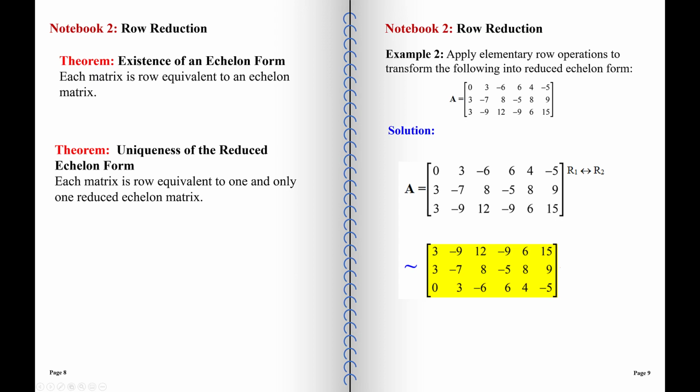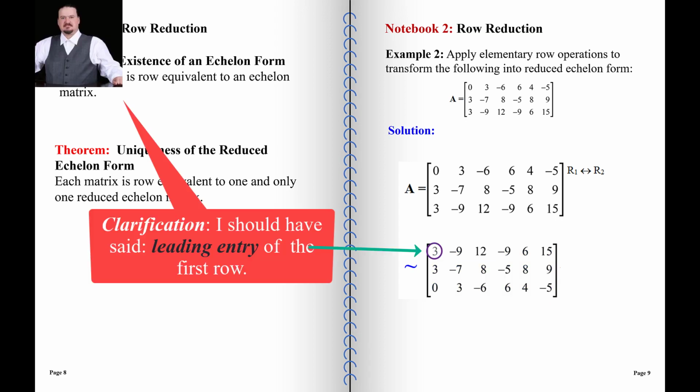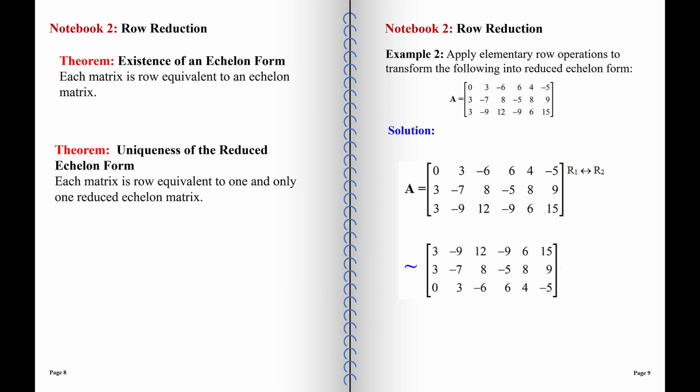Now, what do I want to do? Well, we know we want the leading entry to be a 1, and it's up to you whether you want to try to get the 1 first or get the zeros first. So what do we have to have? For echelon form, we need zeros below the leading entry. And for this example, I'm going to take that tack.